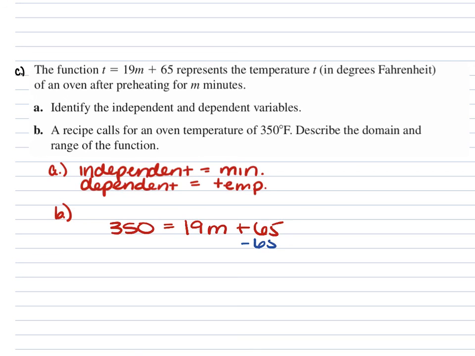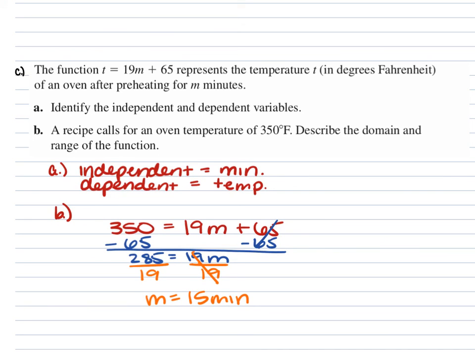And we're going to subtract the 65 from each side. We get 285 is equal to 19m. From here, we just divide each side by the 19. And m is 15 minutes.